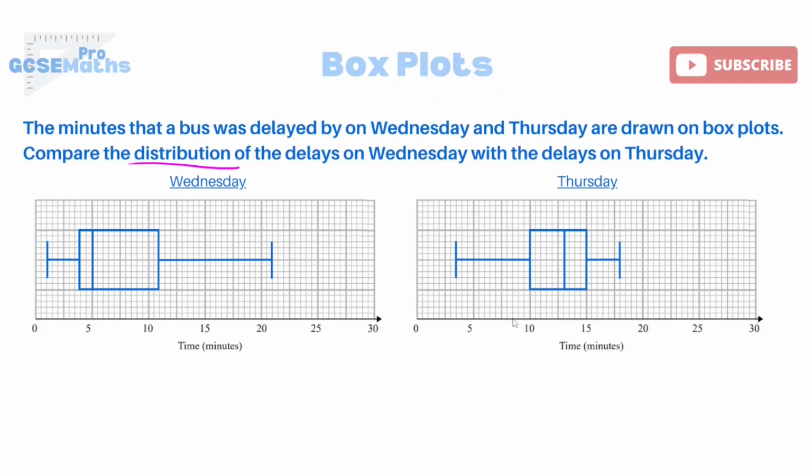So effectively it's a question where you've got 2 box plots. You might have had to draw the first box plot as part A, for example, and part B is then compare them. And it's normally 2 marks, compare the distribution. So you might think, well, I've literally got no idea. What do you mean compare the distribution?